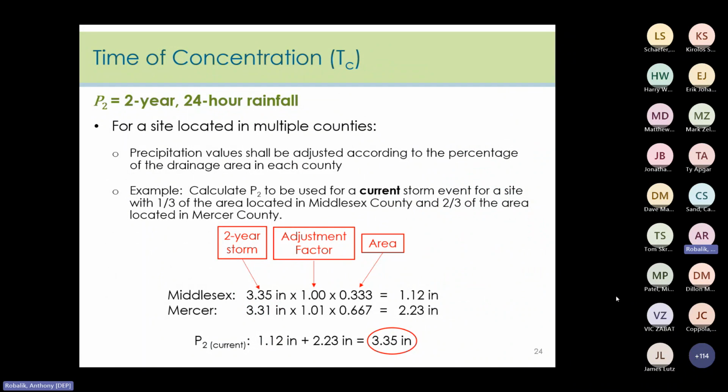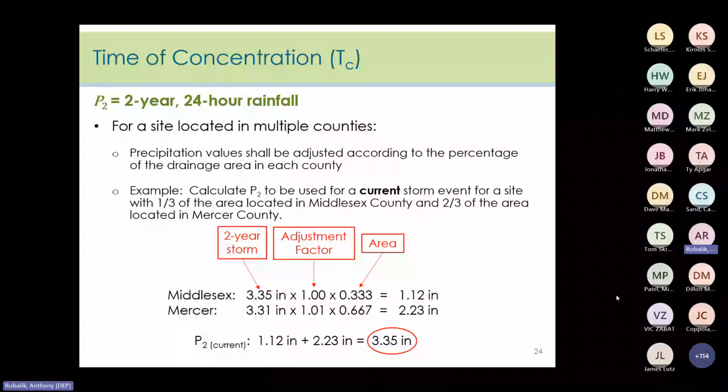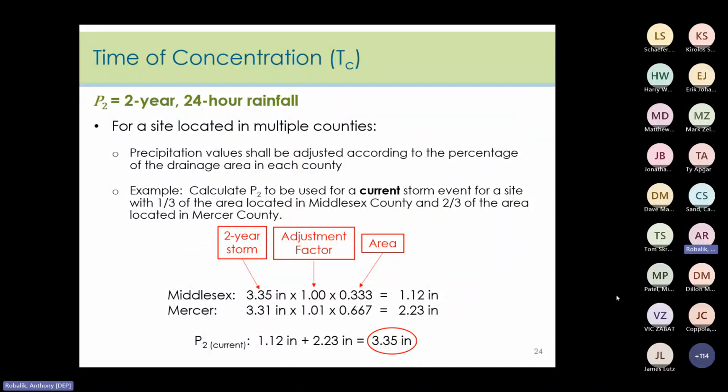Okay, so that's how we calculate P2 for a site that is located within a single county, and that's most sites. But how do we calculate P2 if a site lies on a county line and portions of the site are located in two separate counties? In that case, to calculate P2, we would first have to adjust each county's 2-year storm precipitation depth by either the county's respective current precipitation adjustment factor or future precipitation change factor, whichever is appropriate, and then perform the area weighted average.